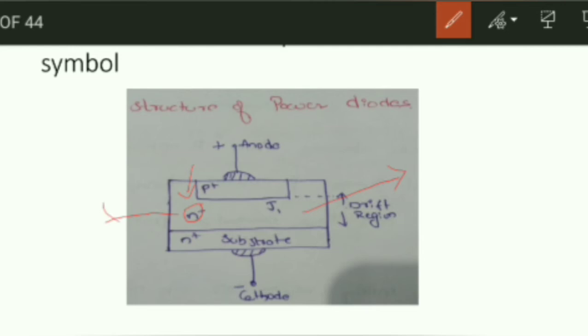The function of the N minus layer is to absorb the depletion layer of the reverse biased P plus N minus junction J1. The breakdown voltage needed in a power diode governs the thickness of the N minus layer. That is the basic structure of the power diode.